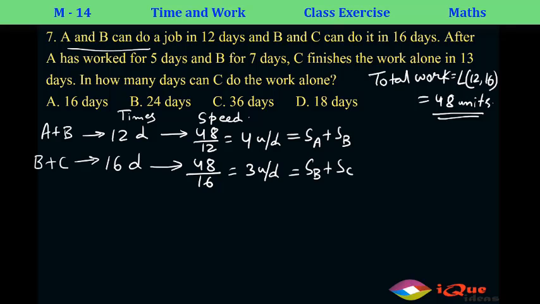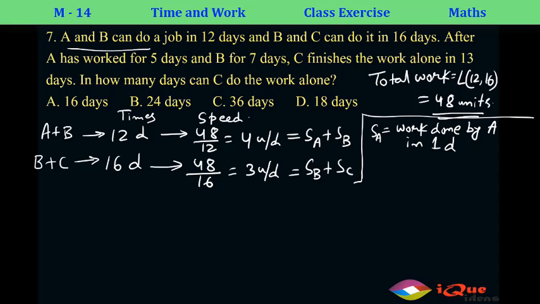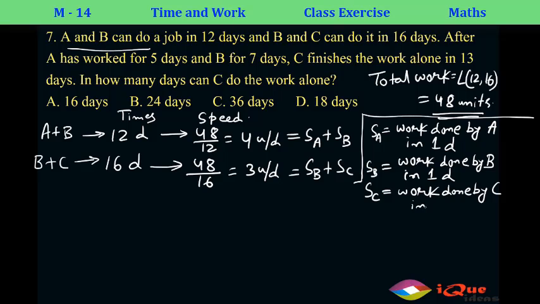Alright. Now, what is the meaning of speed? Speed means the work done by the person in 1 day. If you have forgotten, I'll just put it like this. Let's say, for example, speed of A means work done by A in 1 day. And for that matter, speed of any one person, let's say speed of B, is the same way. It is work done by B in 1 day. And speed of C means work done by C in 1 day.